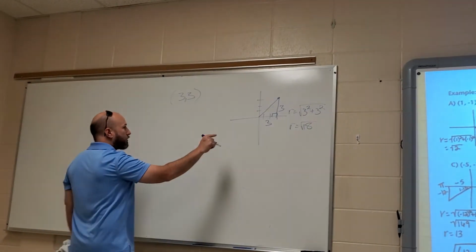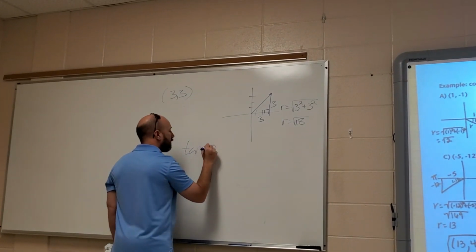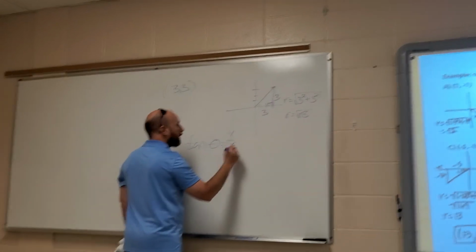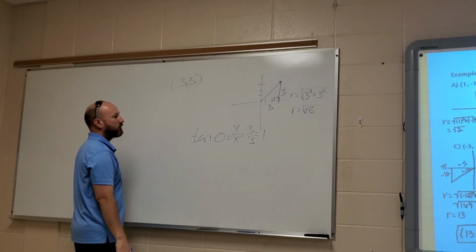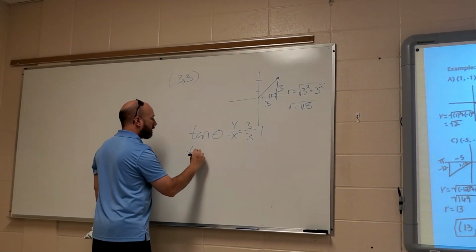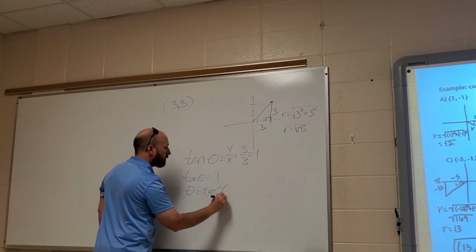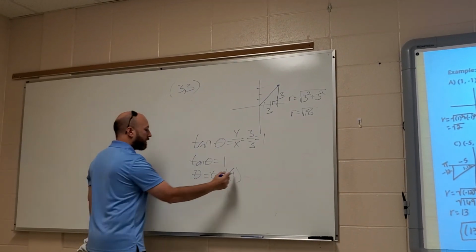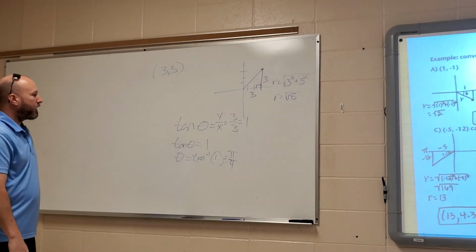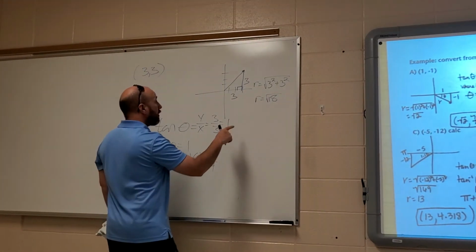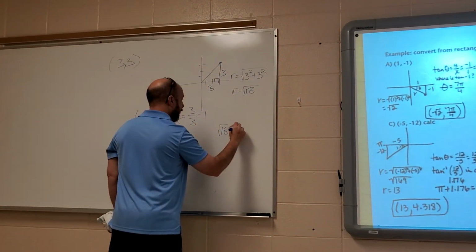And so now you just need to do your theta. So theta, the tangent of theta, is y over x. And in this case, that's 3 over 3, which is 1. So then if the tangent of theta is 1, then theta is the tan inverse of 1. And this is pi over 4. So then your r, theta is root 18 comma pi over 4.